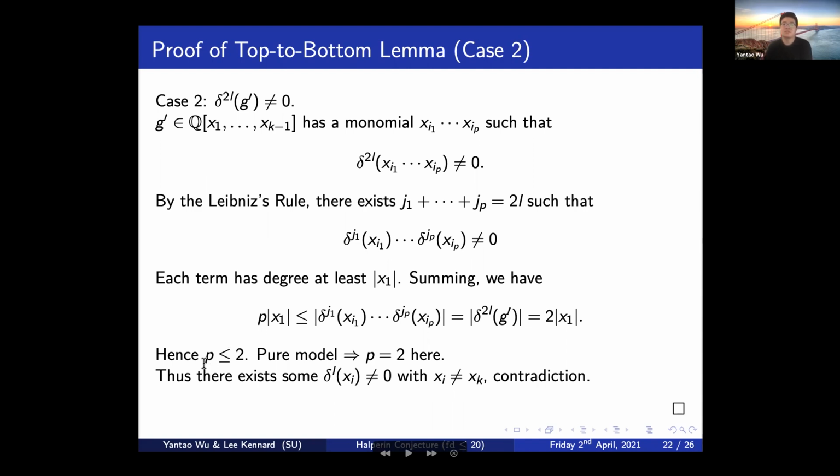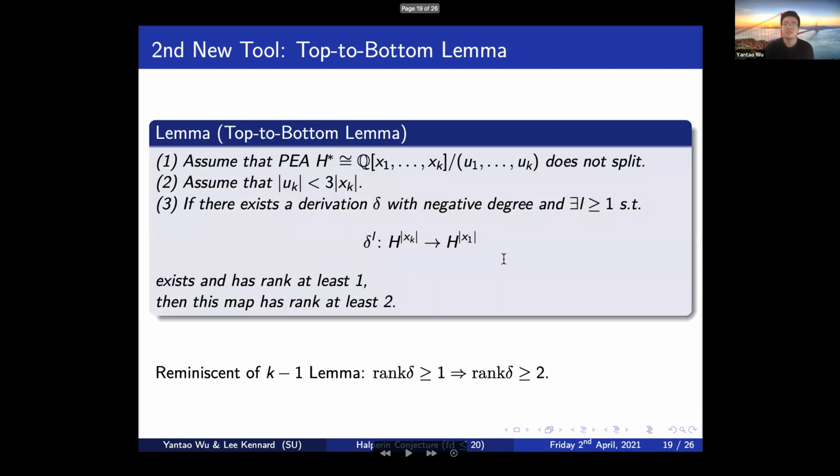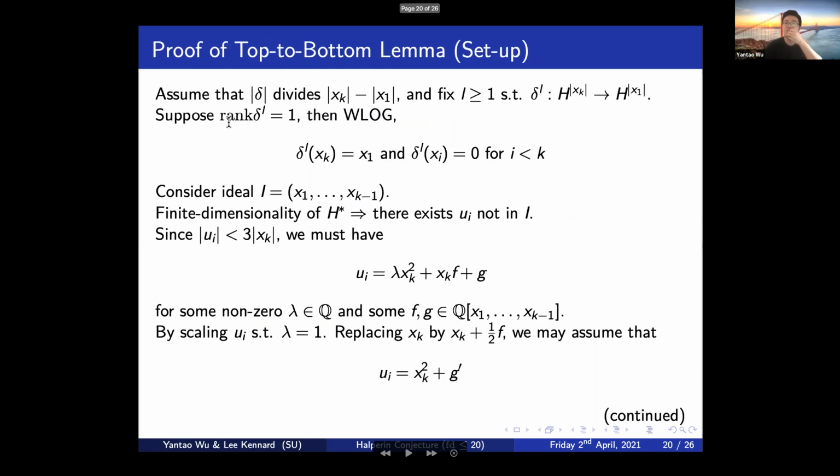So the final conclusion is that P is bounded above by 2. Since we also have the pure model, P is also bounded below by 2. So the only choice is that P equals 2. So we go back to this inequality here. This means that there exists some generator xi different from x1 such that when we apply delta 2L to it, it's not zero. This is a contradiction. Why is it a contradiction? Because it contradicts our assumption that the rank is at least one, contradicting this part.